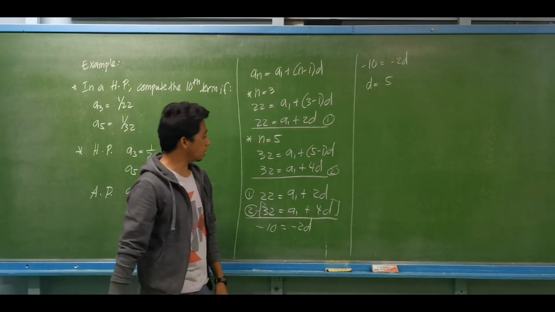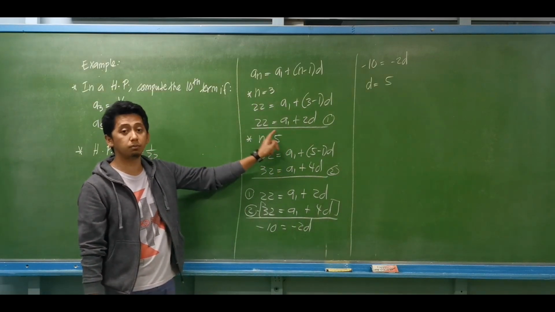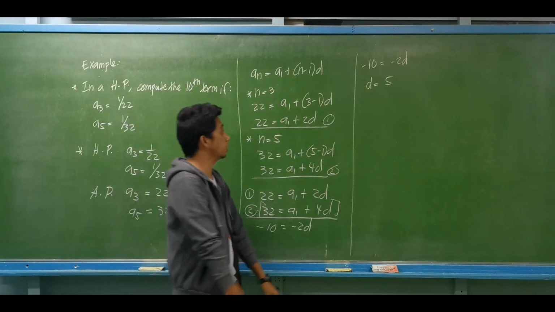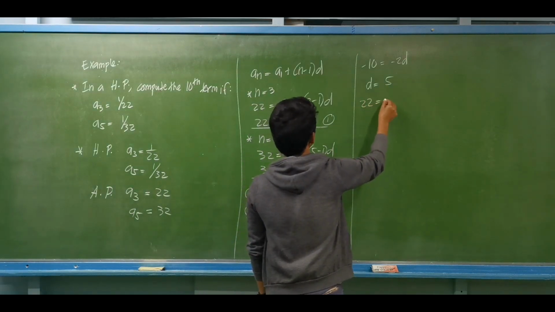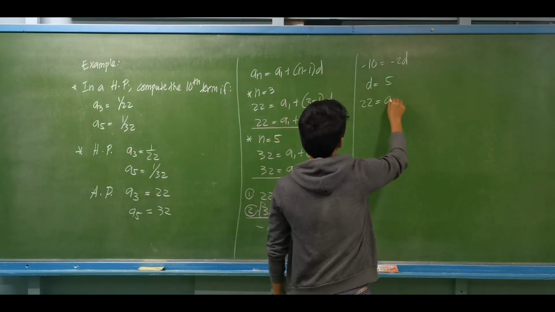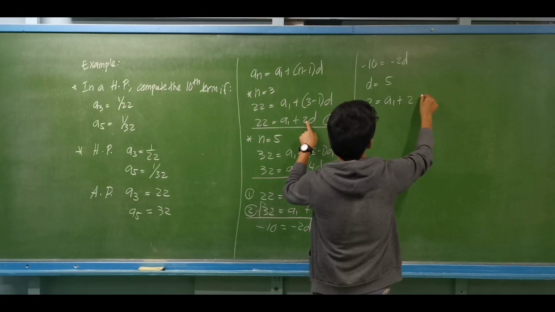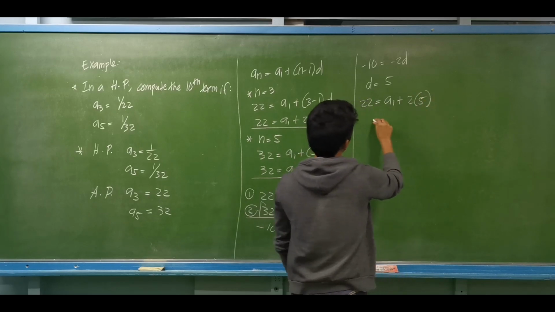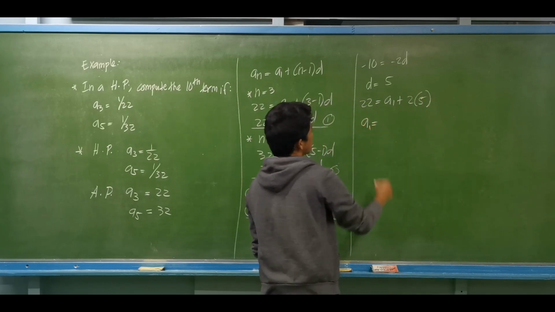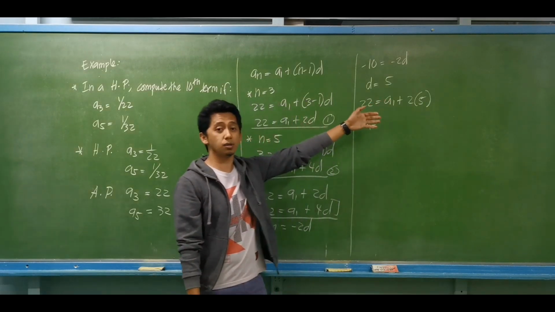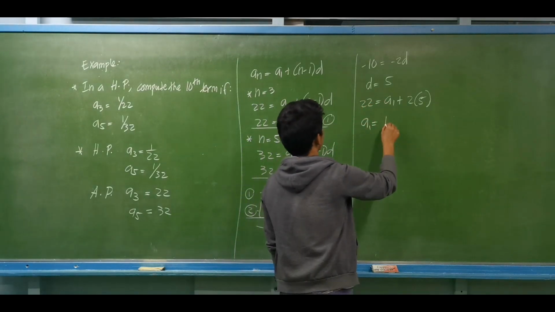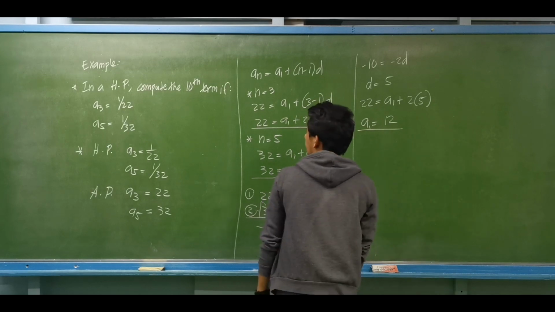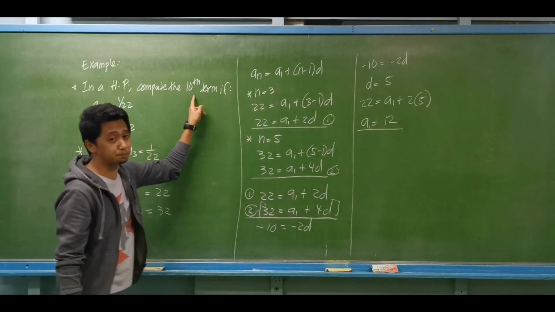So since we now have the common difference, we may use equation number 1 to determine the first term. So this is 22 minus our first term, unknown, plus twice our common difference, which is 5. Therefore, our first term, a sub 1, is 22 minus 10, we have 12. That will be our first term. We are looking for the 10th term.